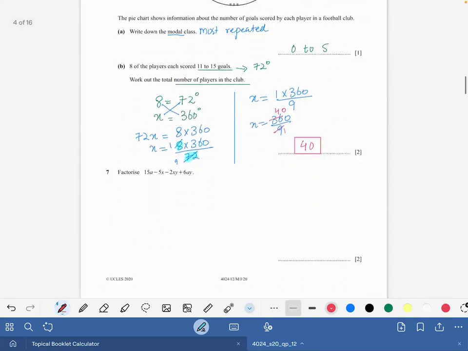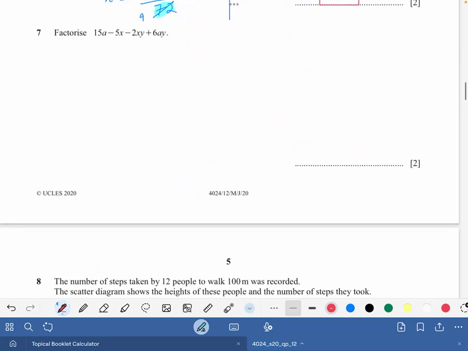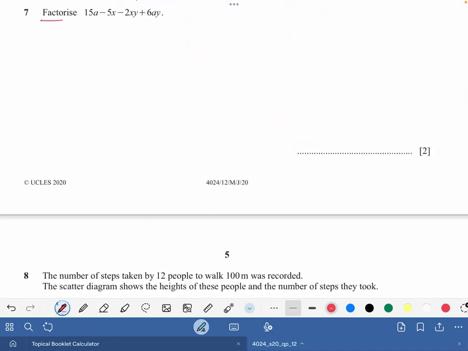Proceeding to the next question. It says factorize. Whenever you see the word factorize, especially in a non-calculator paper, there can be two scenarios. Scenario number one, common out, and scenario number two, mid-term break. Now there are 4 terms, so obviously common out is the scenario.